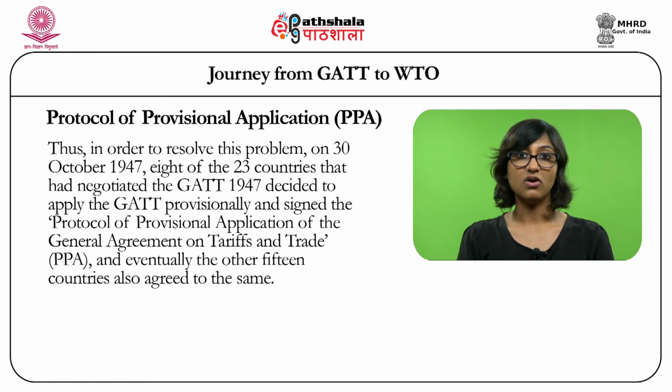Therefore, in order to resolve this problem, on 30th October 1947, 8 of the 23 countries that had negotiated the GATT 1947 decided to apply the GATT provisionally and signed the Protocol of Provisional Application of the General Agreement on Tariffs and Trade, and eventually the other 15 countries also agreed to the same.